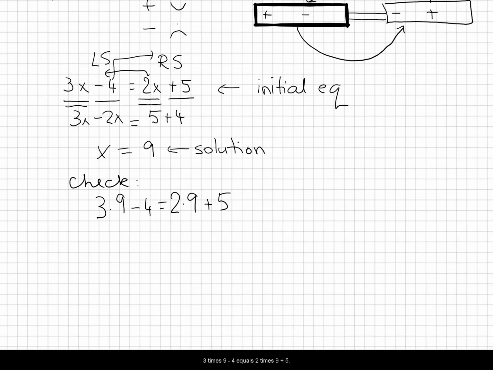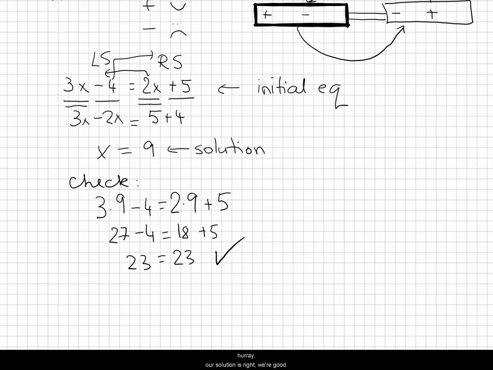So 3 times 9 minus 4 equals 2 times 9 plus 5. And from here, you just use order of operations. 3 times 9, 27, minus 4 equals 2 times 9, 18, plus 5. 27 minus 4, 23. 18 plus 5, 23. So 23 equals 23. Hooray, our solution is right.